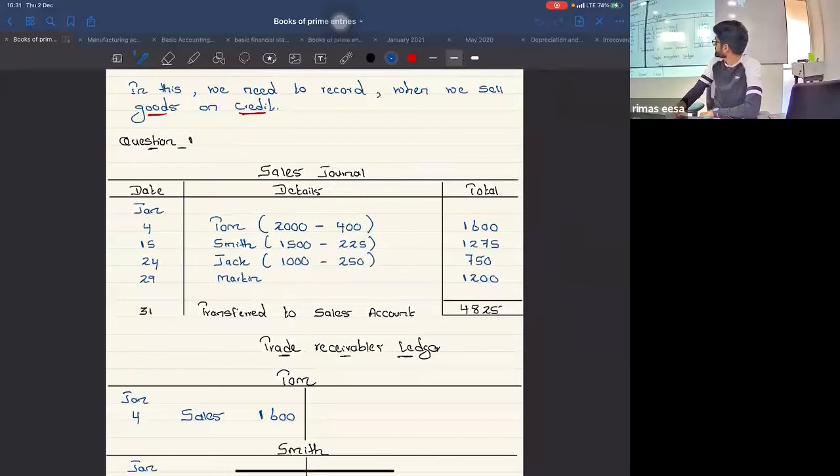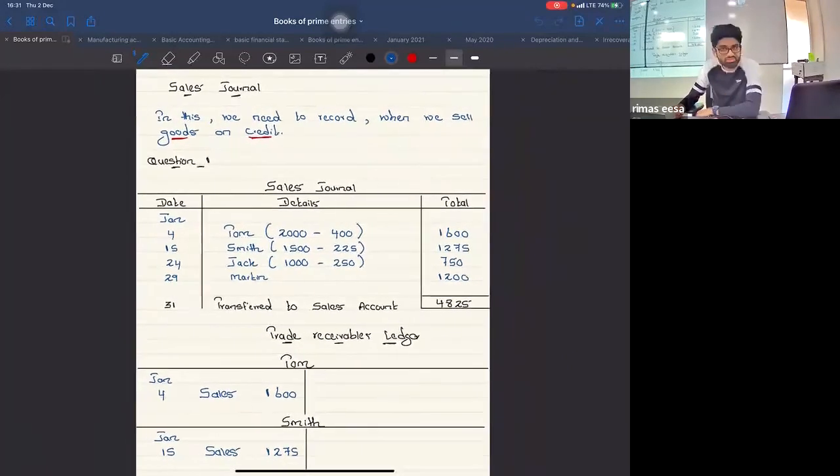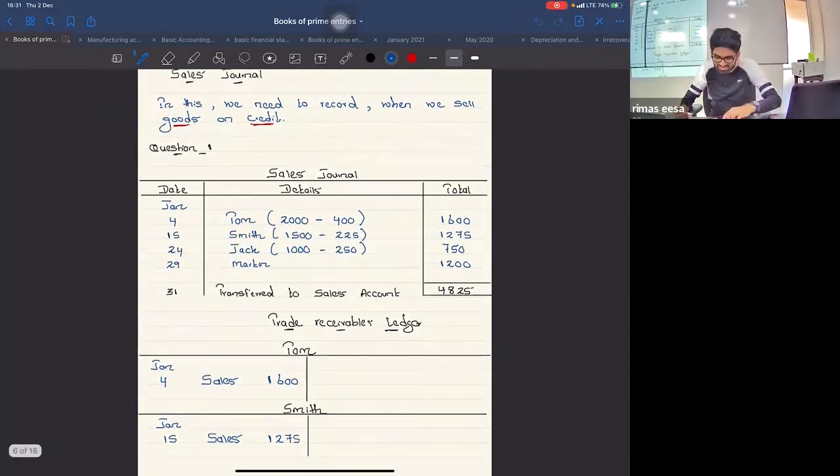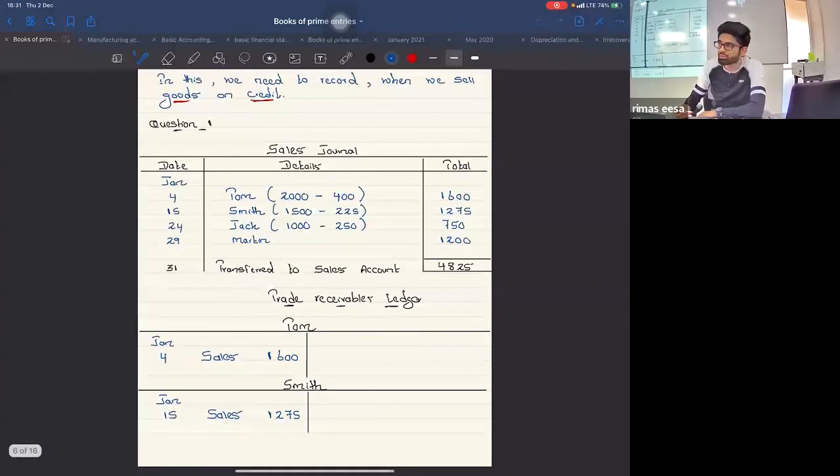What you enter in the sales journal is, whenever you sell on credit, you need to enter it in the sales journal. Now you are selling to how many people? Tom, Smith, Jack and Martin. This is just an example which I am showing you. Whenever you sell on credit, first you have to enter in the sales journal. After that only you have to enter the double entries. Now look, after I did the sales journal, can you see I'm preparing an account for Tom? What am I doing in the account of Tom? I'm debiting 1,600.